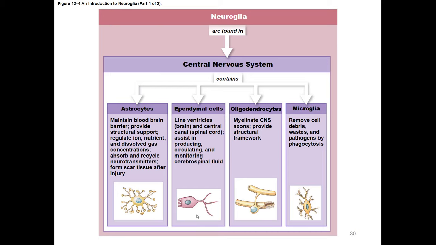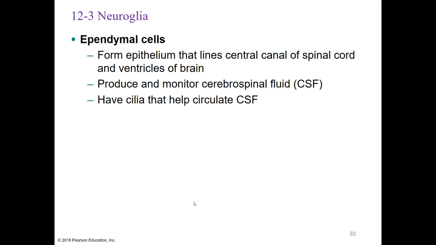Next, we have ependymal cells, and this is an ependymal cell. We find these forming the epithelium that lines the central canal of the spinal cord and the ventricles of the brain. They will produce and monitor cerebrospinal fluid, which is huge. Cerebrospinal fluid, or CSF, is going to surround the brain and spinal cord and is always being recycled and circulated. And part of what's going to help with that are the ependymal cells because they have cilia to help circulate the cerebrospinal fluid.